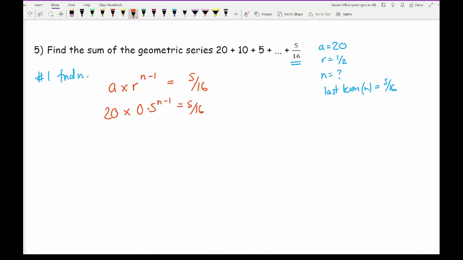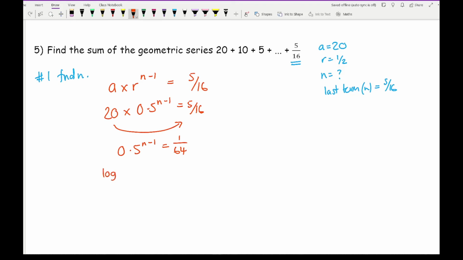So from this, let's just do a bit of rearranging. Let's take the 20 over to the other side. So what I end up with is 0.5^(n-1), and that's going to simplify to give me 1 over 64. Now you can notice here that I've got a bit of an equation going on, but my unknown is a power. So how do I do that? Well, I do that by using logs.